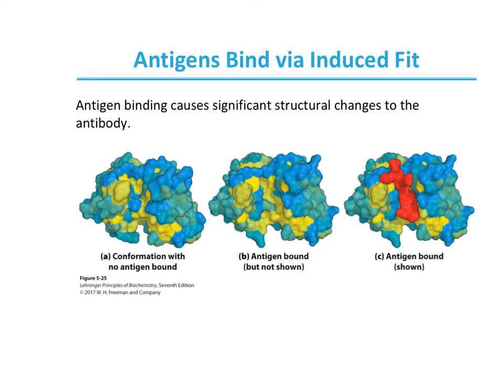So in A, we see a view of the Fab fragment in the absence of antigen, looking down on the antigen binding site. B shows the same view, but with the Fab fragment in the bound conformation with the antigen omitted to provide an unobstructed view of the altered binding site. And then C shows the antigen bound to the fragment.